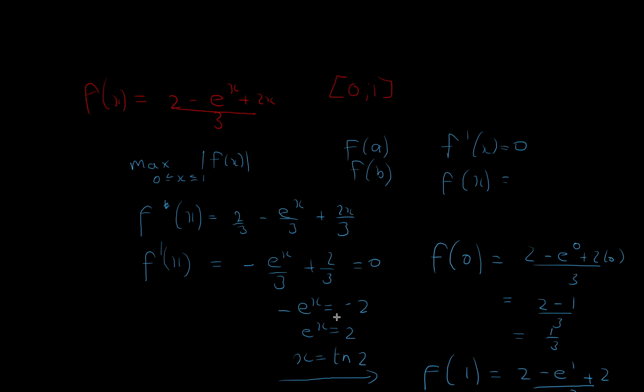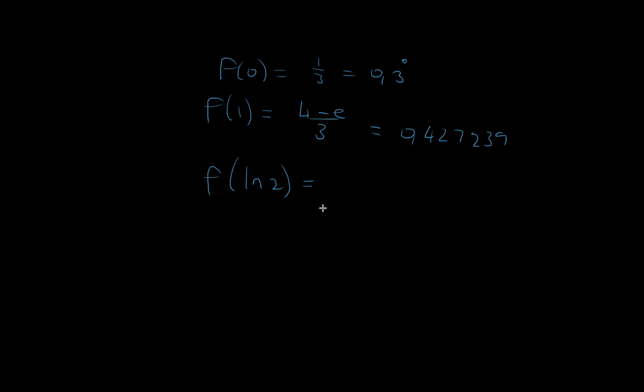So it's got one turning point at ln 2. Now we substitute that ln 2 into the equation, and we get 2 minus e to the power of ln 2 plus 2 ln 2, divided by 3. So e to the power of ln 2 is just 2, so it's 2 minus 2, and the answer would be 2 over 3 times ln 2. We get the answer here, which is 0.4621.